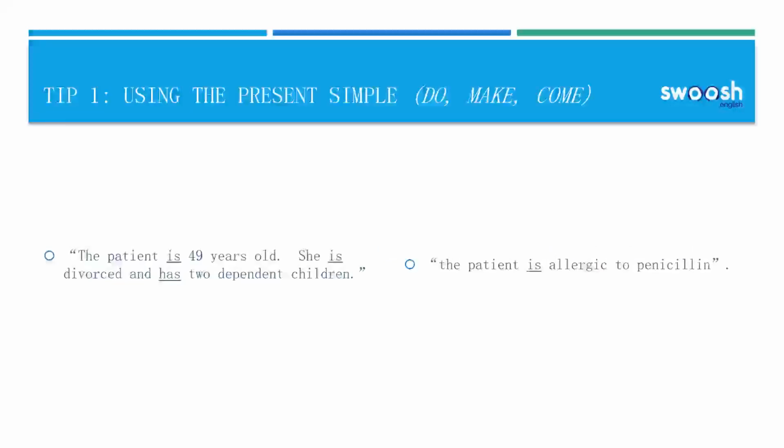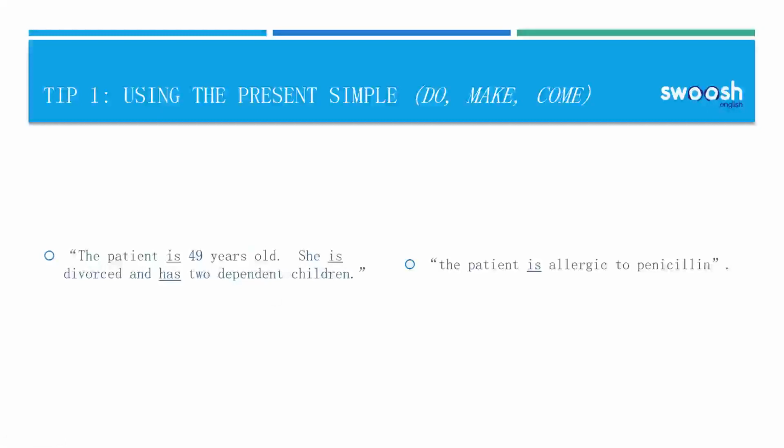So first of all, the present simple. The present simple will be used in the context of OET writing in order to report unchanging facts. So it will be used at the beginning of the letter when you report the patient's age, name, and status, for instance. You can see here in this sentence, the patient is 49 years old. She is divorced and has 2 dependent children.